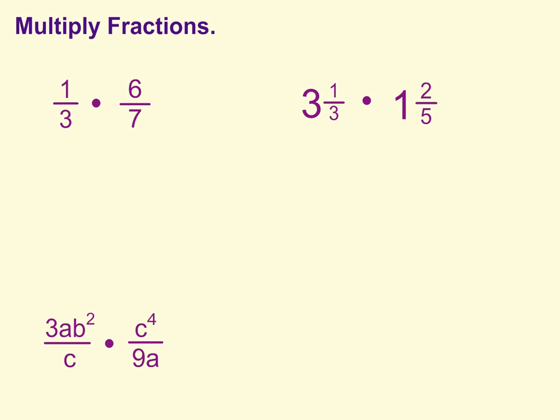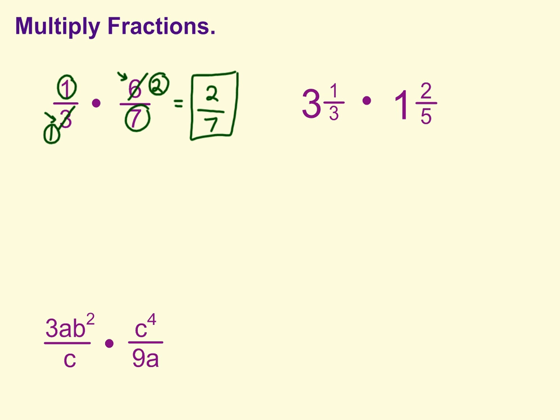So what I notice is we have a 6 and we have a 3. We can reduce a 6 and a 3 by dividing them both by 3. 6 divided by 3 is 2. 3 divided by 3 is 1. And then what we're going to do is multiply the numbers that we have left over. We've taken care of all of our reducing, so we have 1 times 2 equals 2 over 1 times 7, which is 7. And 2 over 7 is a reduced fraction.